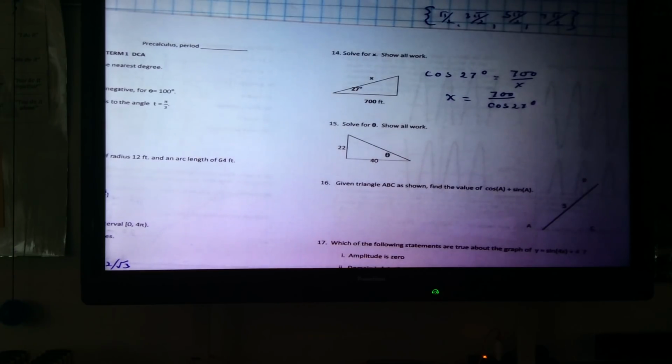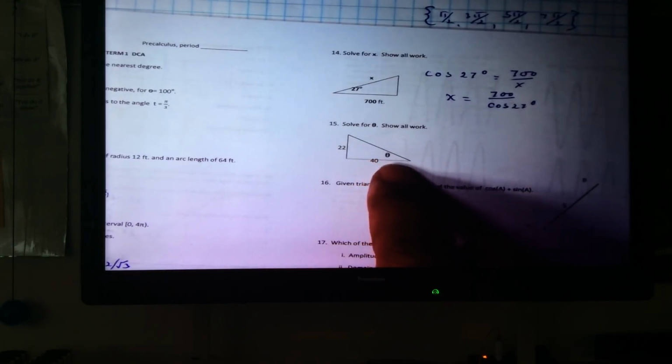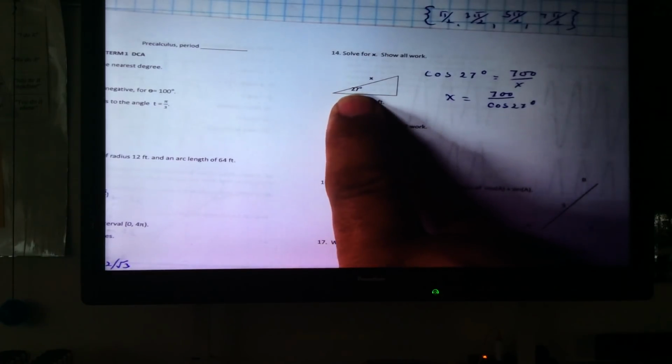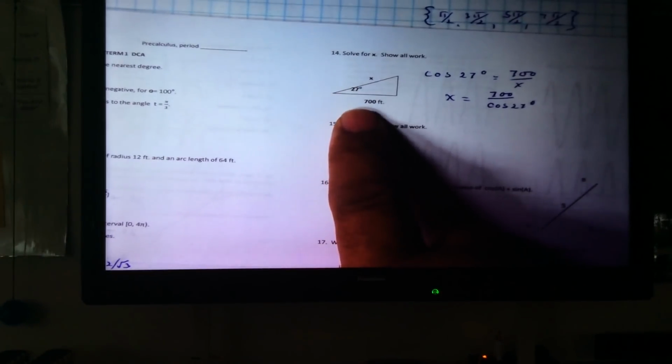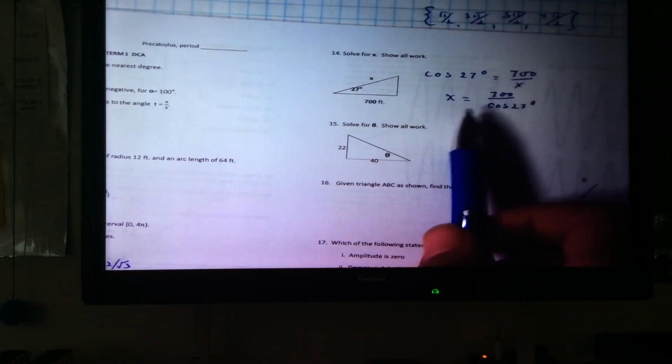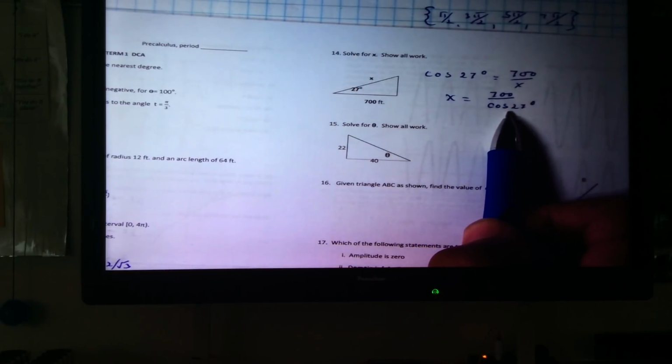Do we have to put it in radians or degrees on the calculator? For this one? For the top one. Up here? Yeah, that's in degrees. That's in degrees? Yeah. Wait, but you're looking for a side. Yeah, but you're dividing by a trig function, and it's in degrees. Oh, okay.